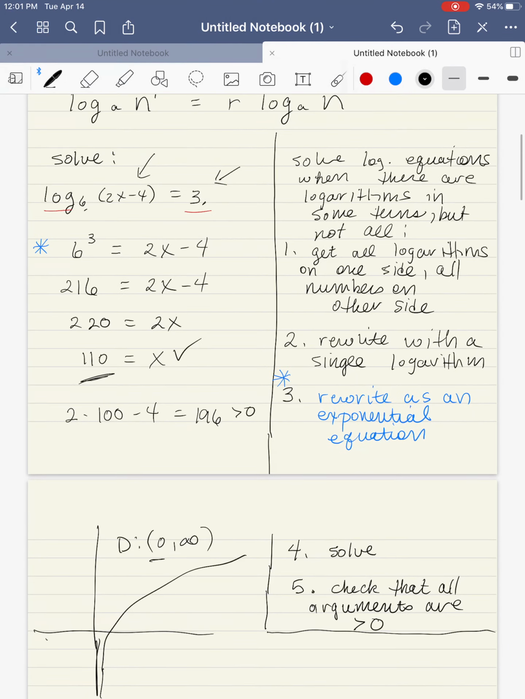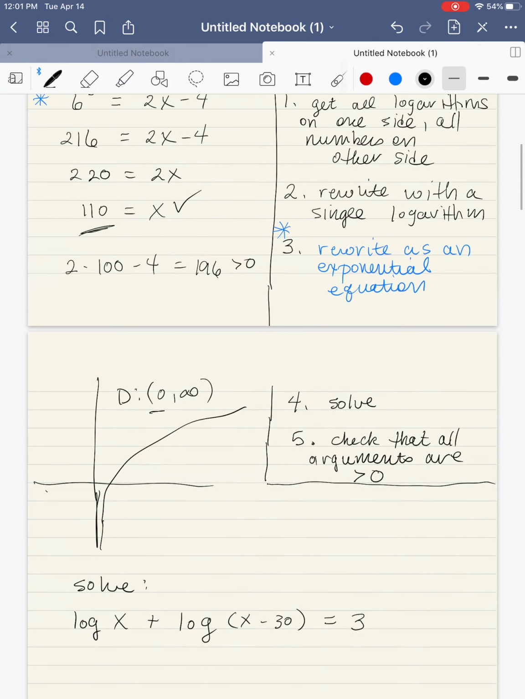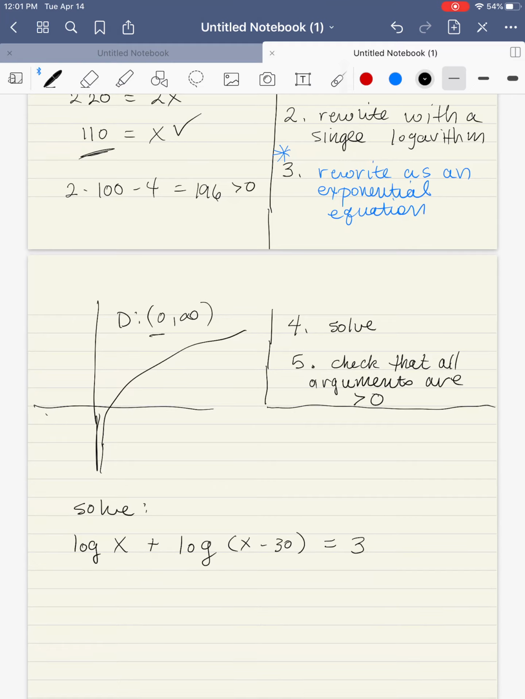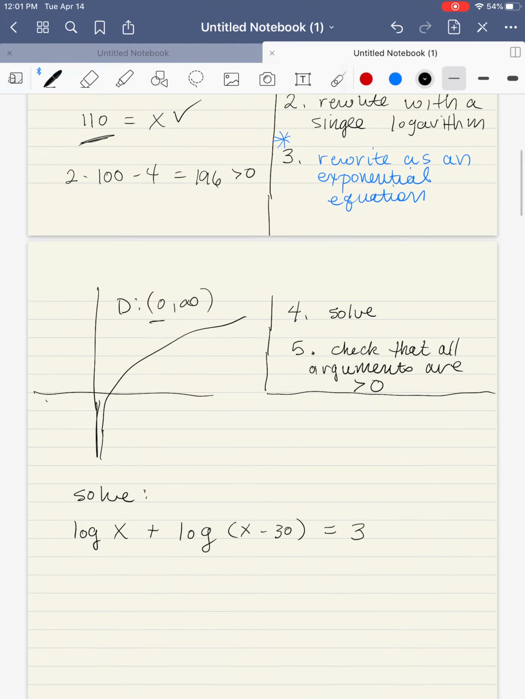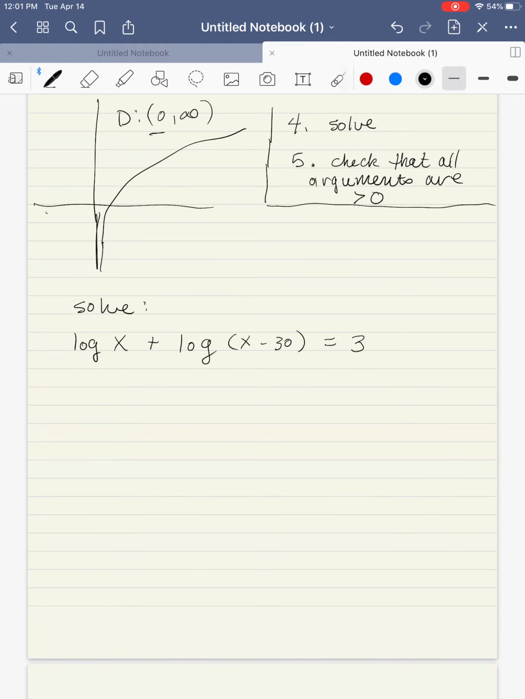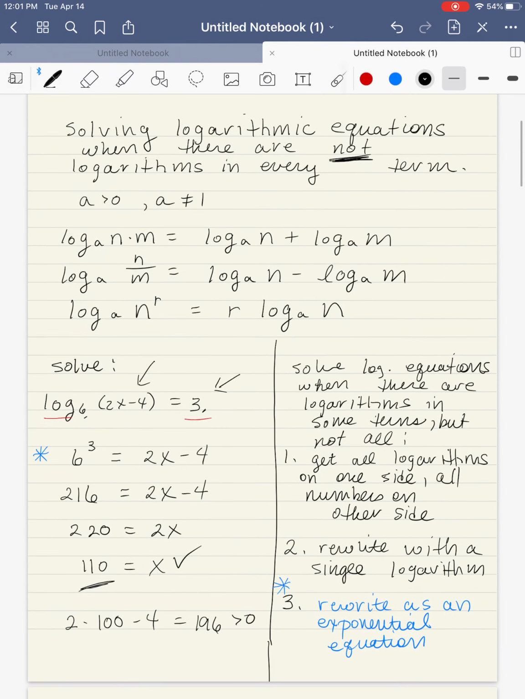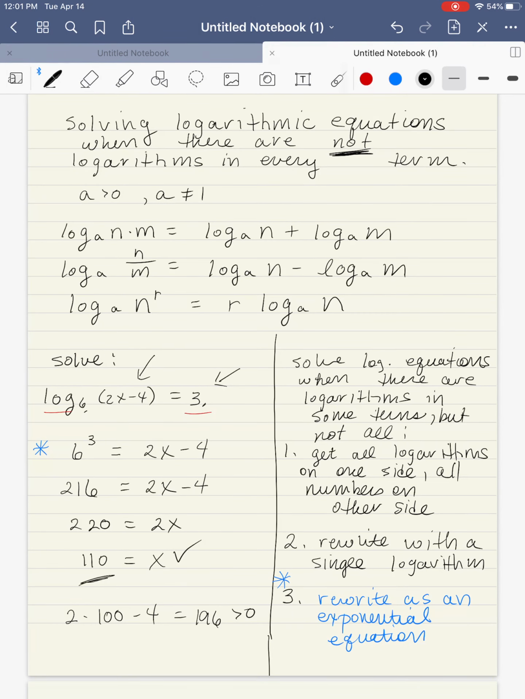So I want you to do the first 2 steps here. I want you to get all of the logarithms on one side, all the numbers on the other side, and then I want you to see if you can rewrite the 2 logarithms on the left here as a single logarithm using our principles of logarithms that we learned in the last few lessons, which I have written here. Pause the video and do those 2 steps.